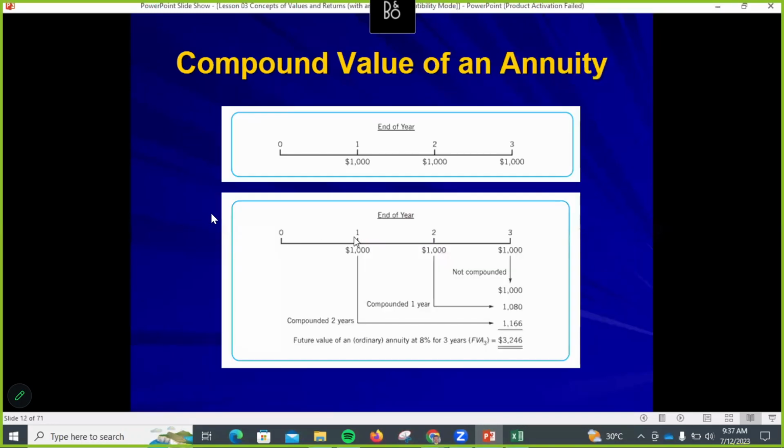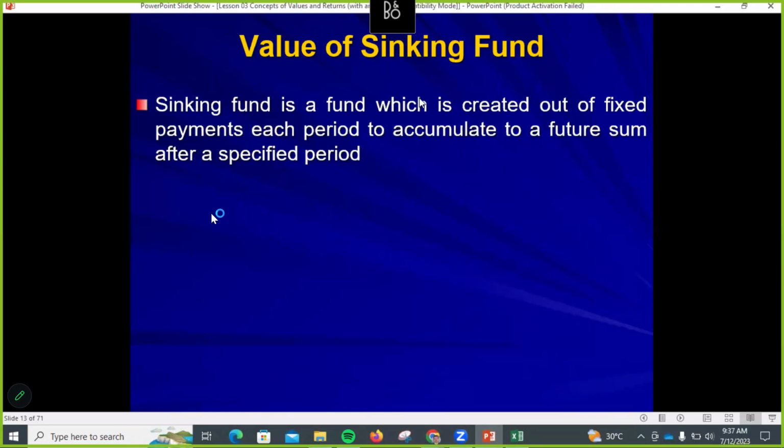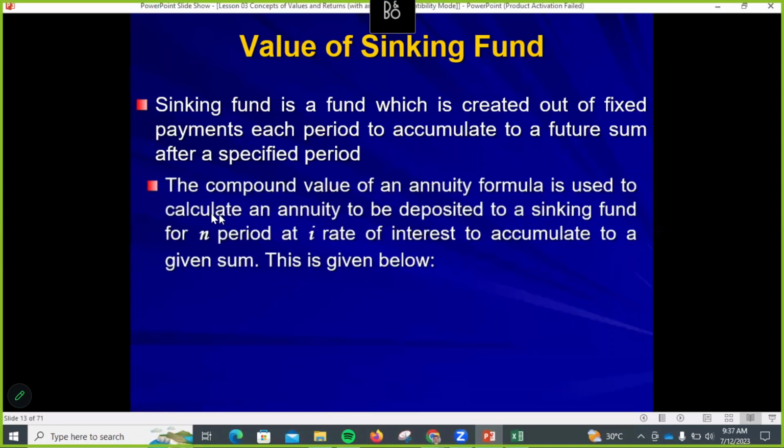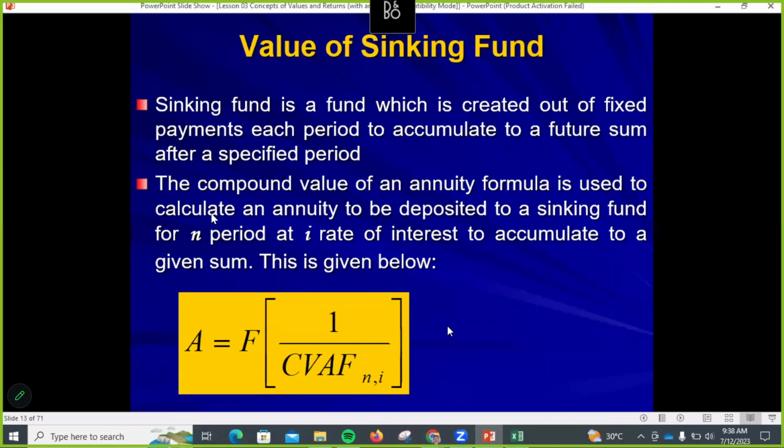Then another item you want to consider is the value of a sinking fund. So what is a sinking fund? A sinking fund is a fund which is created out of a fixed payment each period to accumulate a future sum after a specified period. So the compound value of an annuity formula is used to calculate the annuity to be deposited in a sinking fund for n periods at a given rate of interest to accumulate a given sum.